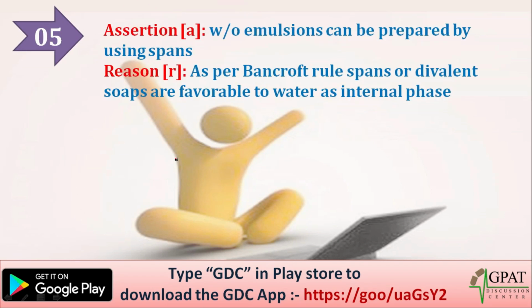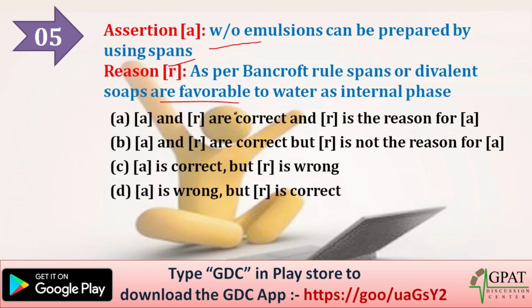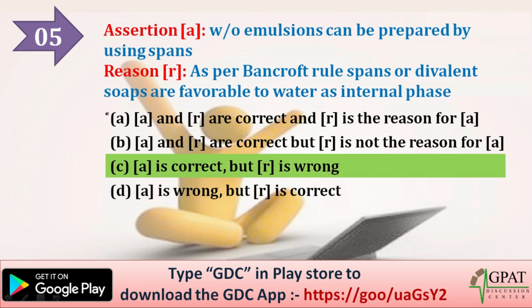Next question is, assertion A: W by O emulsions can be prepared by using spans. Reason: as per Bancroft rules, spans or divalent soaps are favorable to water as internal phase. So options are option A, A and R are correct, and R is the reason for A, where B is A and R are correct, but R is not the reason for A. And option C is A is correct but R is wrong. Option D is A is wrong but R is correct. So which is the correct option? The correct answer is A is correct but R is wrong.